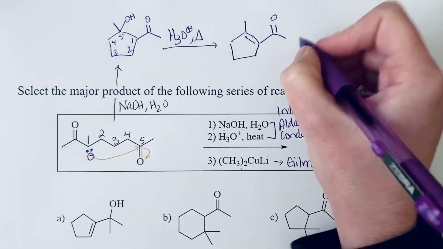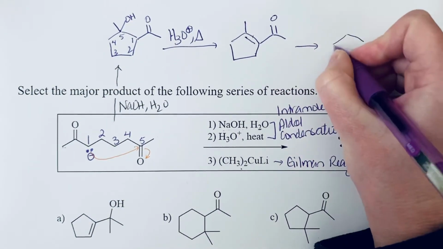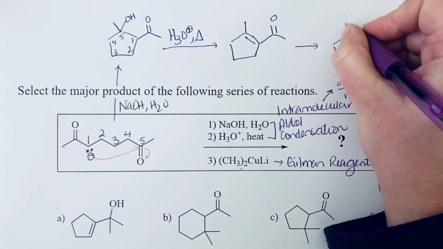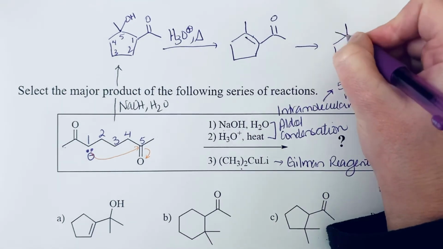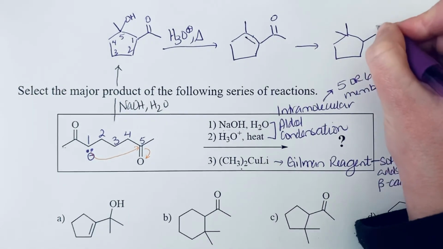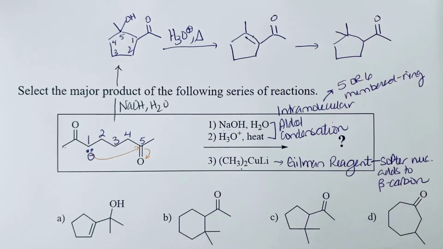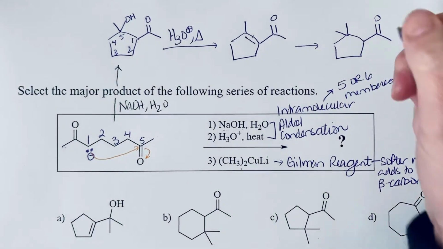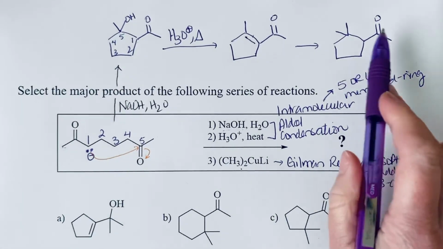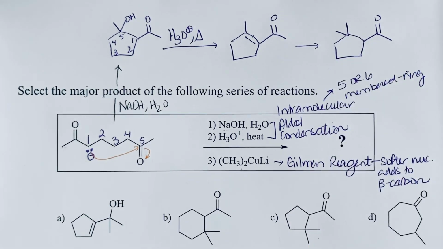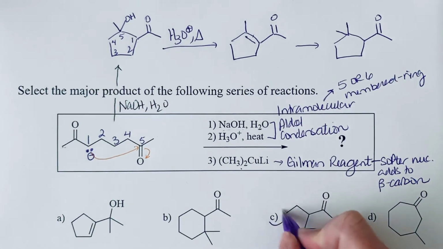So this is going to add to the beta carbon, which is going to give you, I guess we've added another methyl group, so not very good at bond angles, but hopefully we can still pick out the answer. So we're looking for the 5-membered ring where we have a ketone and these 2 methyl groups right adjacent to it, so we can see that option is C.